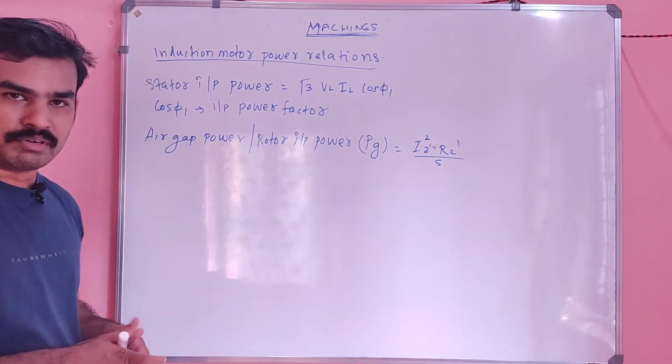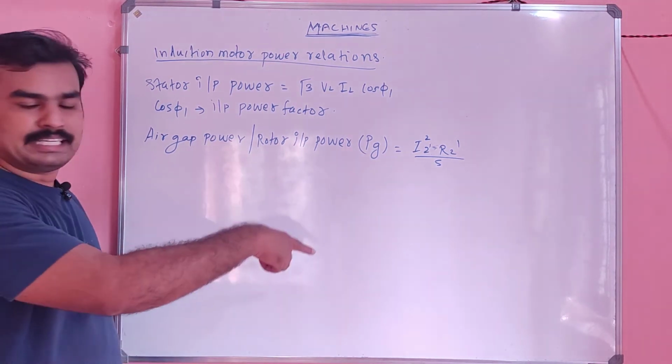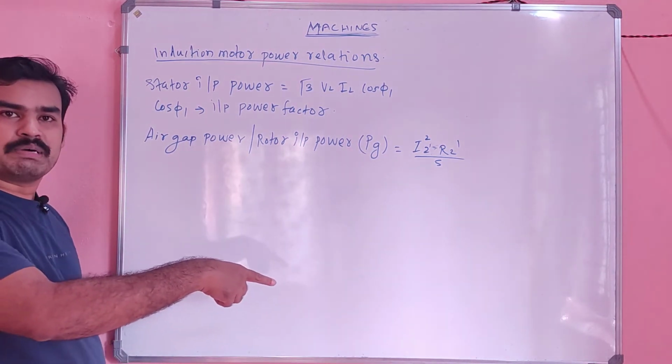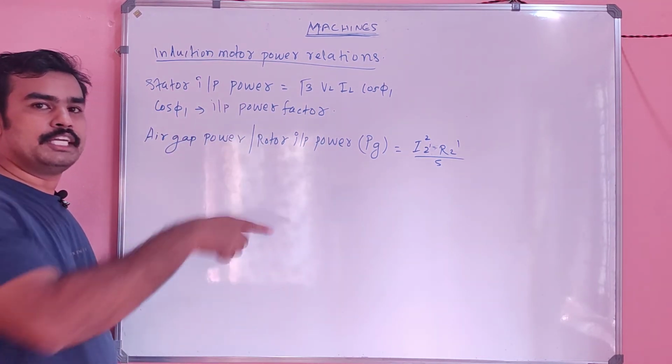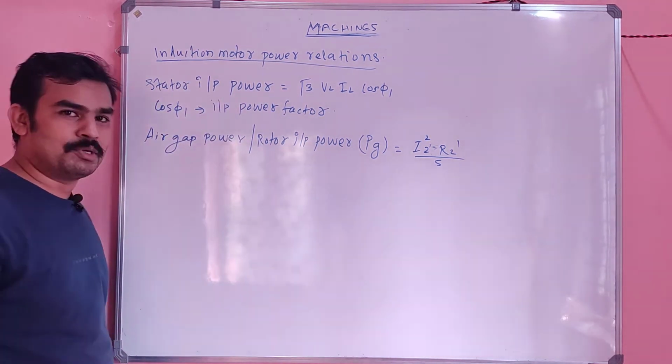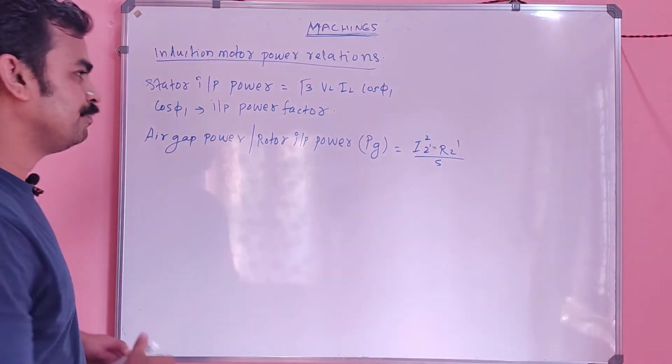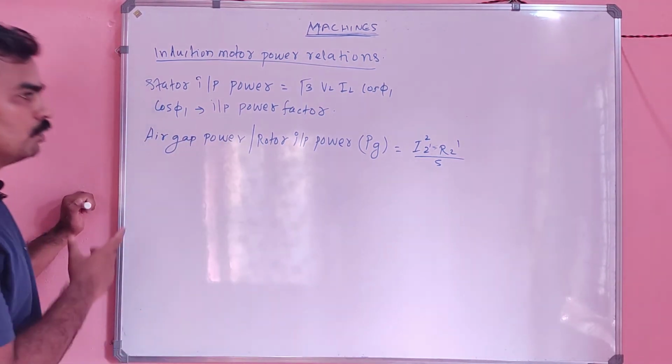That equivalent circuit, see that approximate equivalent circuit. The rotor side input power is nothing but I2 square into R2 dash by S, correct or no? That is the total input power to the rotor.